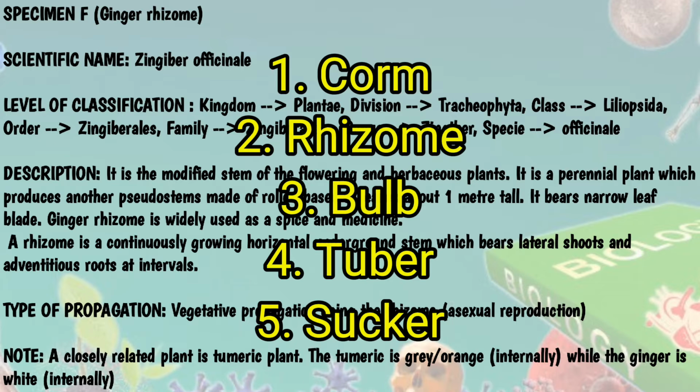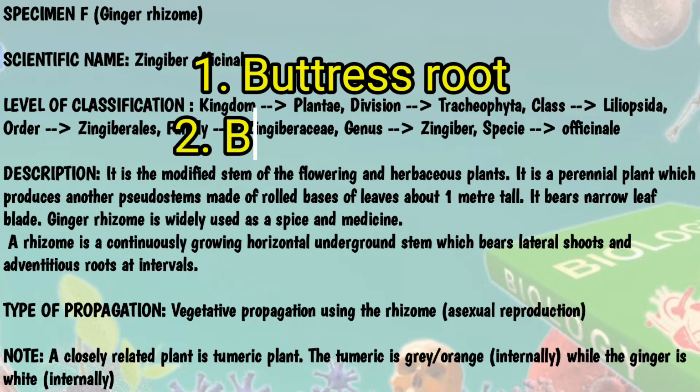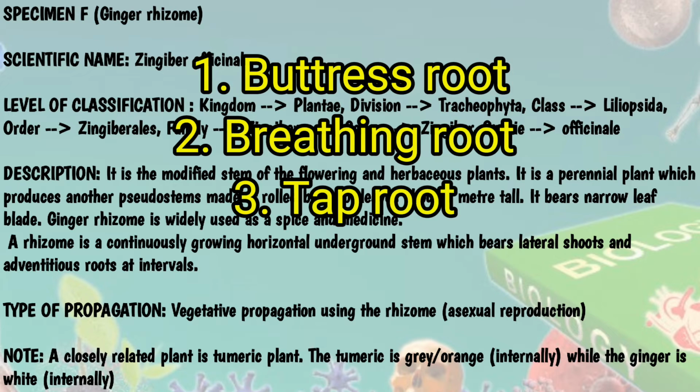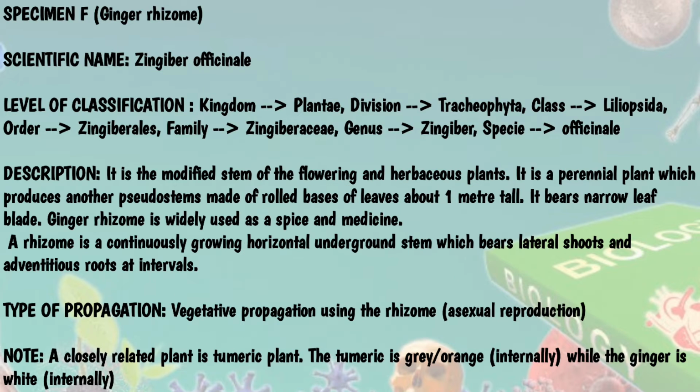Then the ginger possesses what we call adventitious root. And what's an adventitious root? A root that grows beyond or away, or any root that does not come out from the main root is called the adventitious root. And besides, the other types of root which you should know, we have what we call the buttress root, the breathing root, the taproot, and lastly the fibrous root. So in your exam they can ask you to list the various types of root, or they can tell you to list the various modified parts of a plant for food storage.